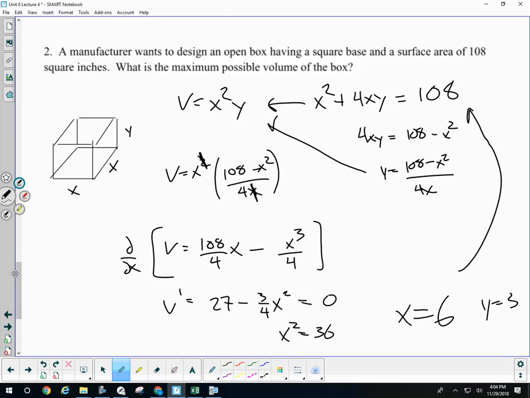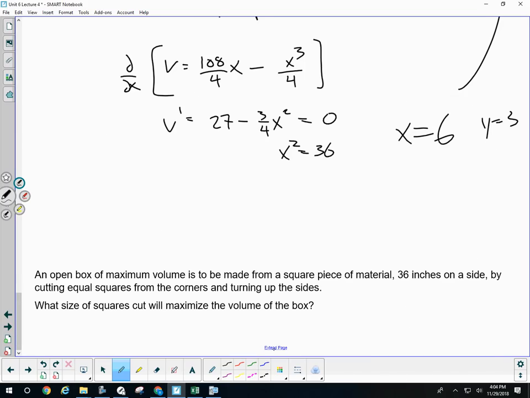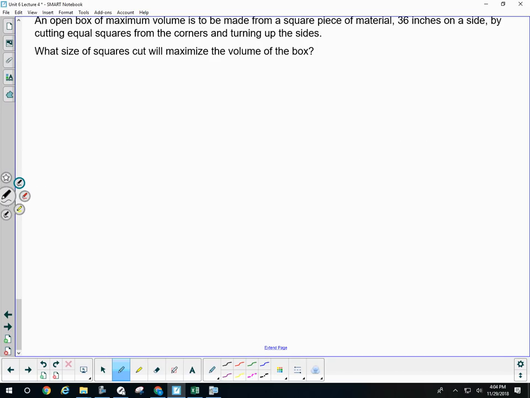All right, final problem. We almost did it. An open box of maximum volume is to be made from a square piece of material 36 inches on a side. This problem will be on your test, and it will be on your quiz. So here's my square piece of material, 36 inches on each side. You're cutting equal squares from the corners and turning up the sides.